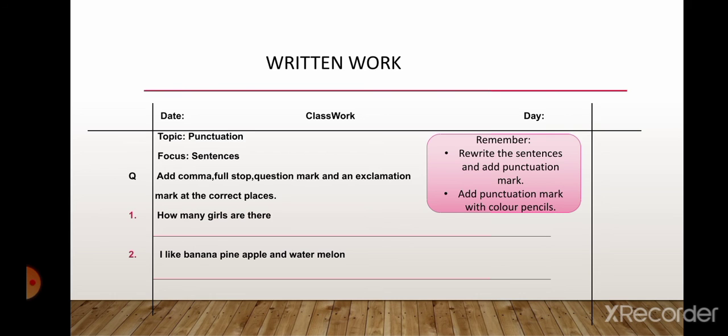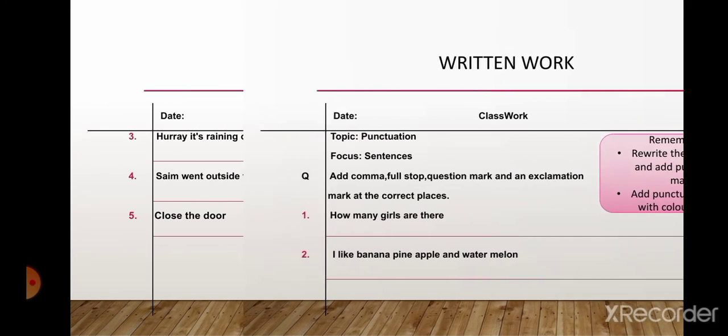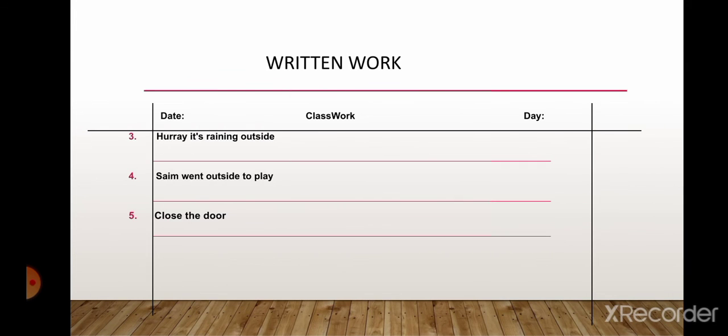color pencils. And the sentences are: Number 1, how many girls are there? Number 2, I like banana, pineapple and watermelon. Number 3, hooray, it's raining outside. Number 4, Sam went outside to play. And number 5, close the door.